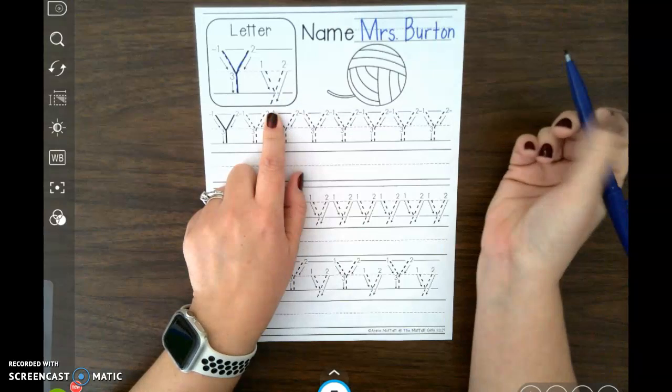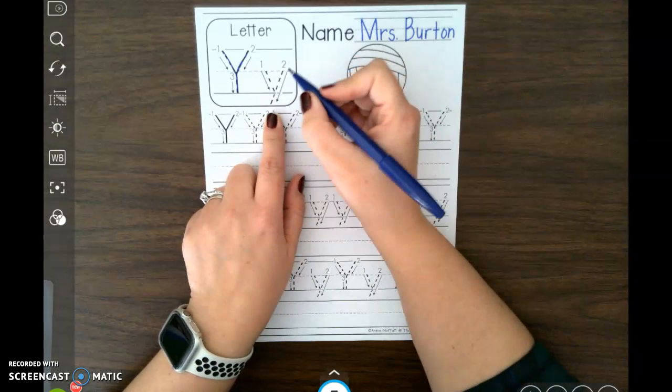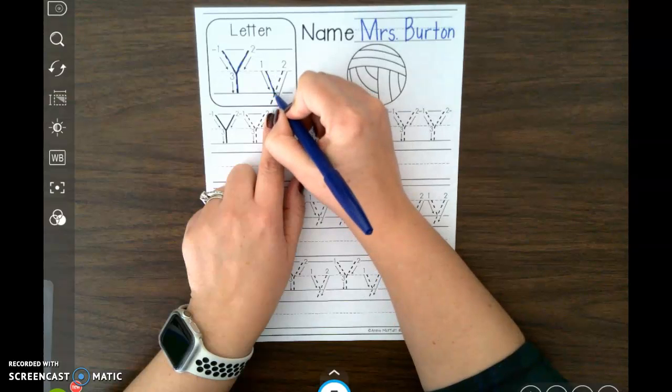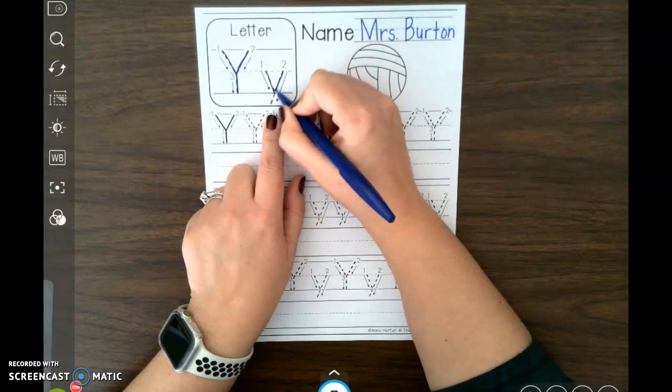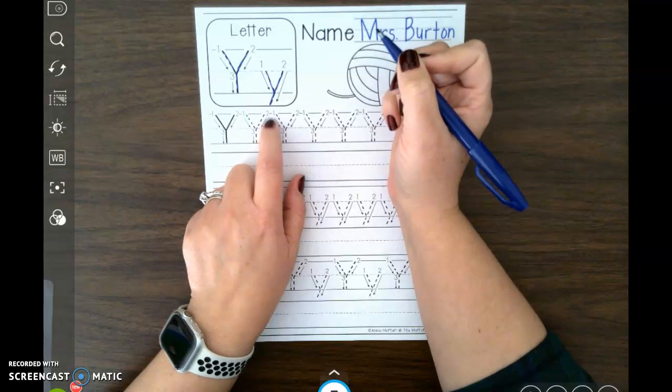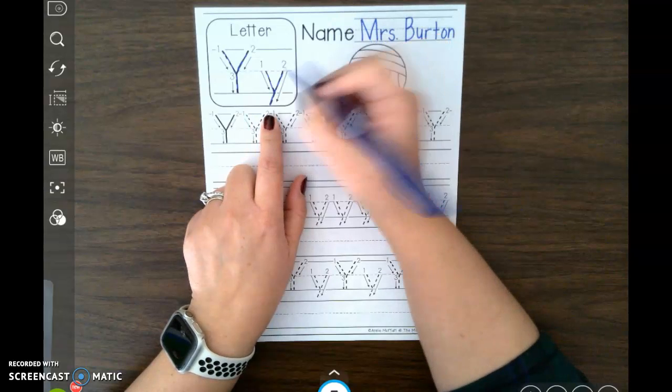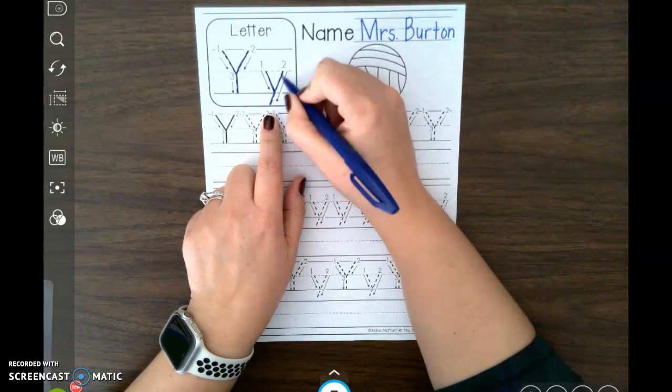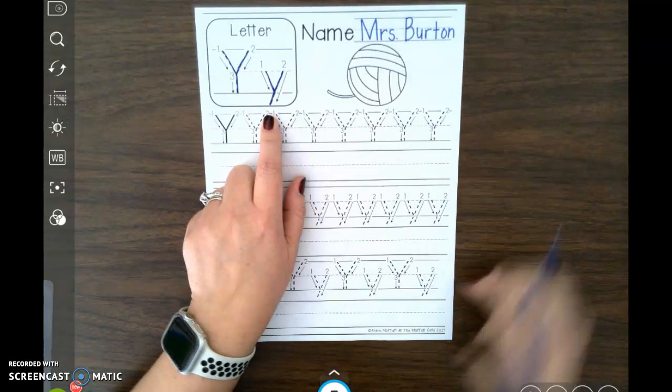Lowercase y starts at the middle line, and it is also a bottom drop where it comes past that bottom line. So lowercase y is going to go slant down, down, and make it dangle. Dangle down past that bottom line. Watch me do that again. Slant down, down, and make it dangle.